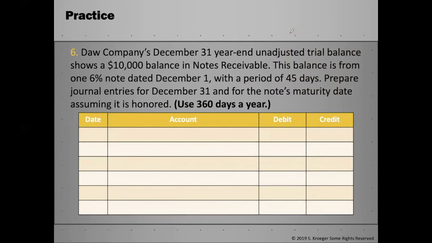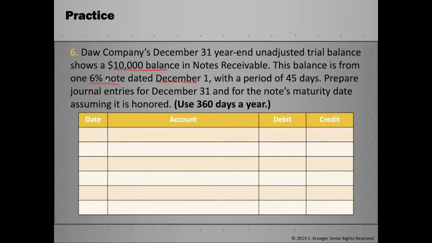We're going to be doing the last practice problem, number 6 on your classwork. Dog Company's December 31st year-end unadjusted trial balance shows a $10,000 balance in notes receivable. This is the principal amount of the loan. The balance is from one 6% note dated December 1st.